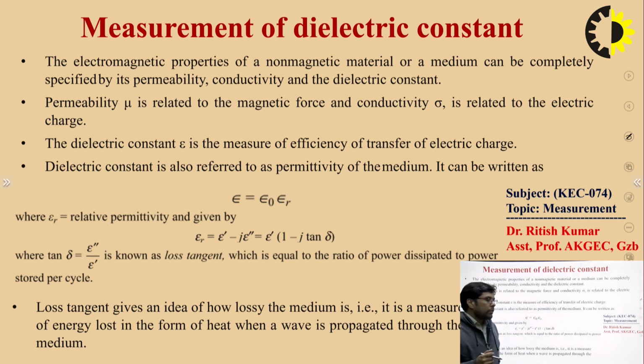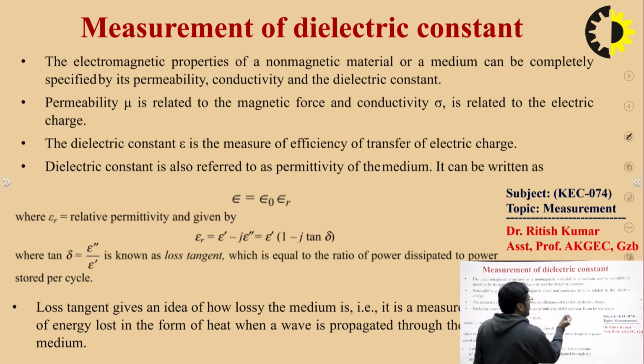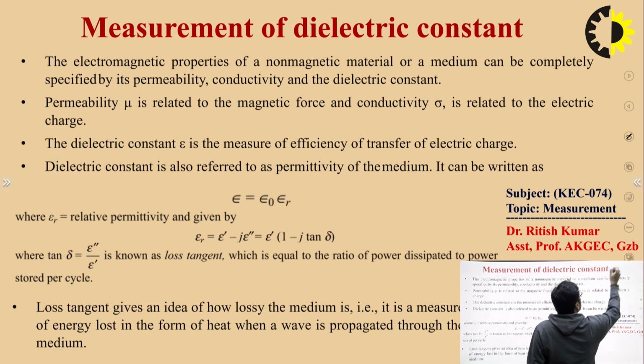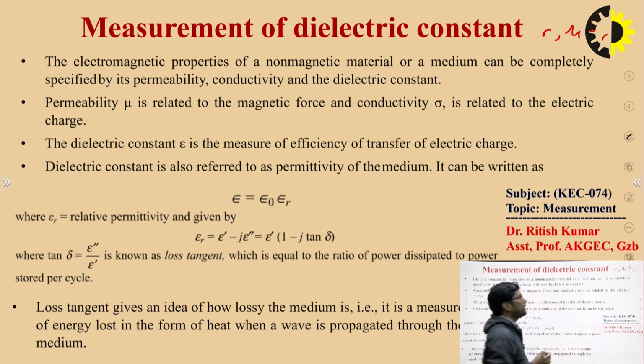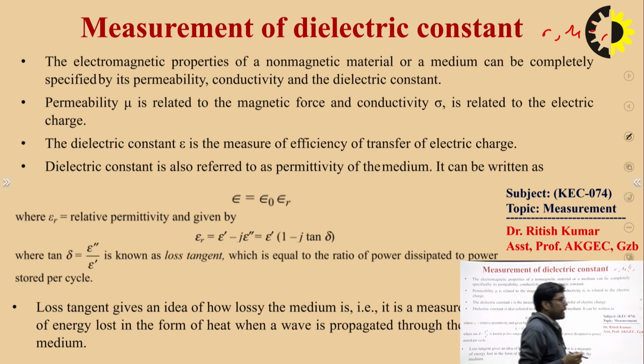Dielectric constant is an important parameter to define the medium. To define the medium you have to know parameters like sigma, mu and epsilon. Sigma is the conductivity, mu is the permeability, and epsilon r is the dielectric constant, or we can say permittivity. So to define a medium, this is an important parameter.